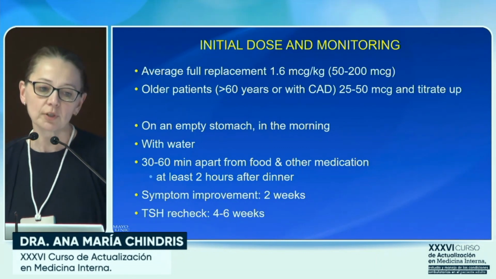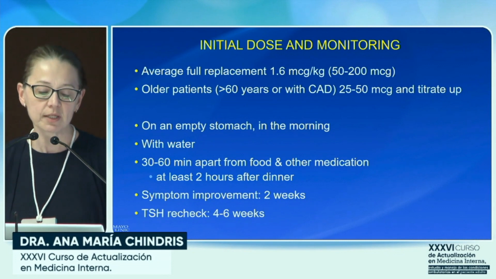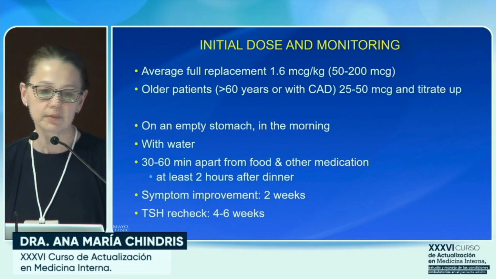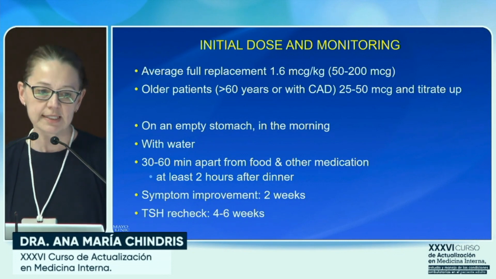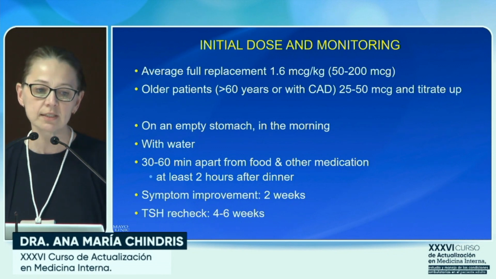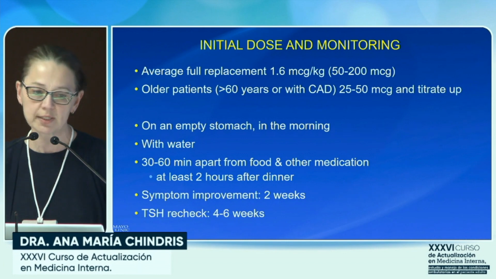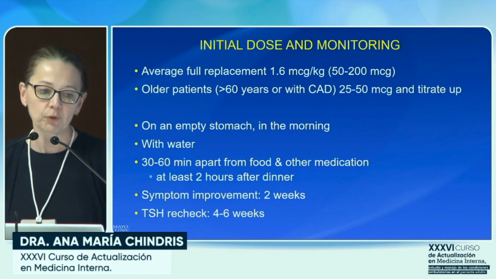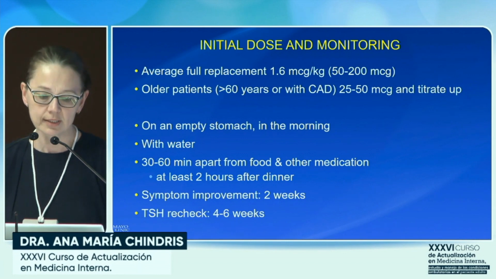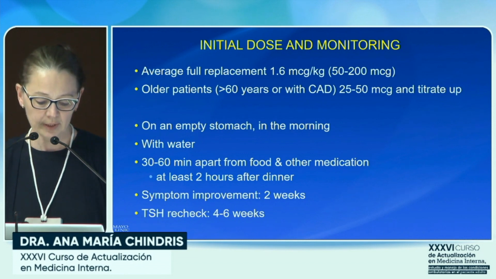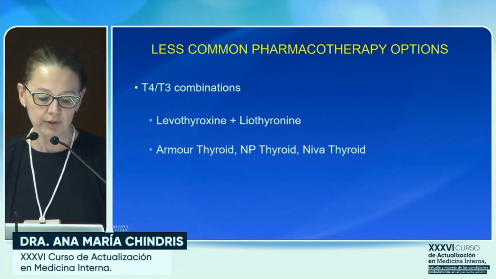People should notice the improvement in their symptoms in about 2 weeks because that's when the T4 would reach a steady state. However, the TSH typically trails behind, so it usually takes 4 to 6 weeks at the minimum for the TSH to reach its steady state, and that's when it should be measured.